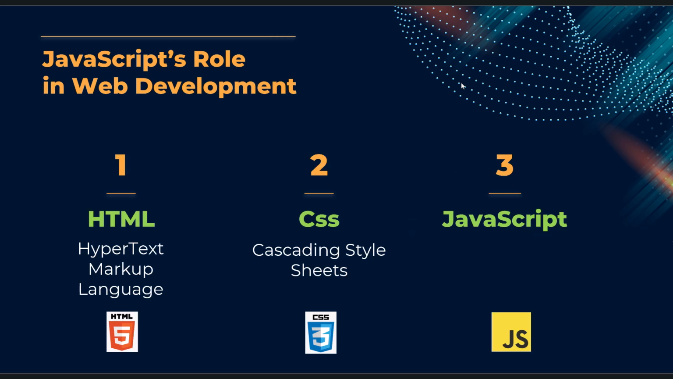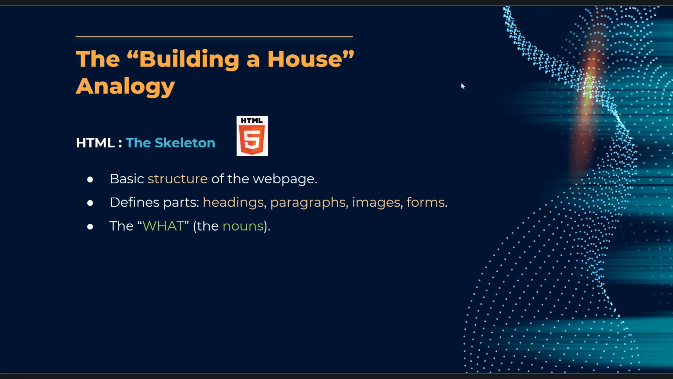Okay, now that we have a basic idea of what JavaScript is, let's talk about its main job, especially in web development. When you're building a website or a web application, there are usually three key technologies working together: HTML, CSS, and of course, JavaScript. Think of it like building a house. HTML, or Hypertext Markup Language, is the skeleton or the basic structure of the web page. It defines the different parts of your page, like headings, paragraphs, images, and forms. It's the nouns, the what.